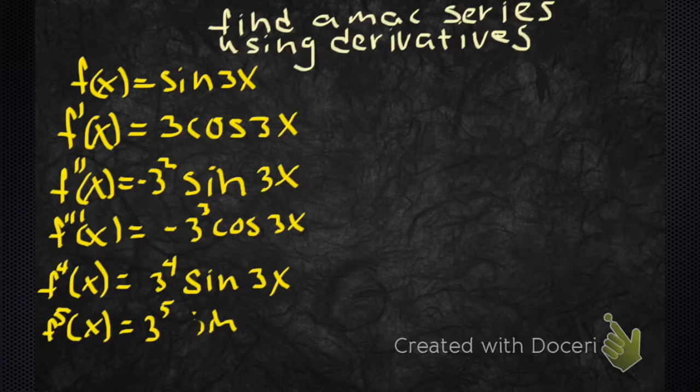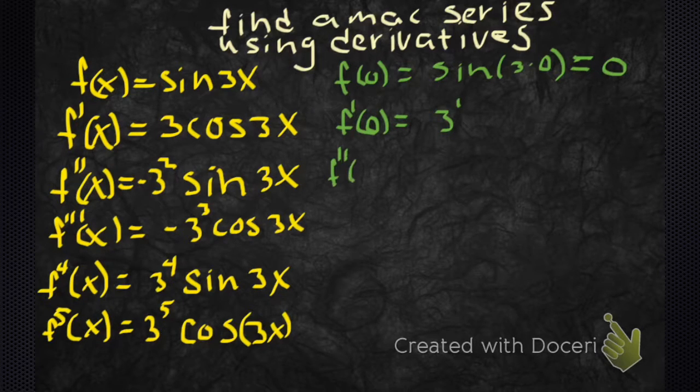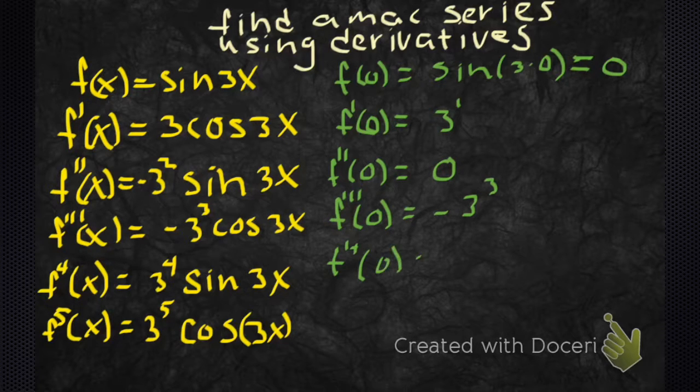So we're going to take those derivatives and we're going to evaluate them at 0. So we go and we evaluate each one of those derivatives at x is equal to 0. Our function evaluated at 0, that's the sine of 0, which is 0. Then we take our first derivative and we evaluate it at 0. And that's how we got our 3 there, because our cosine is 1. Then 0. Then 3 to the third. Then 0. Then 3 to the fifth.